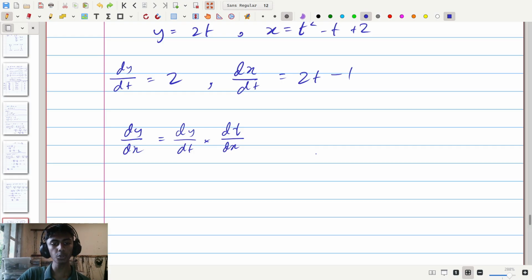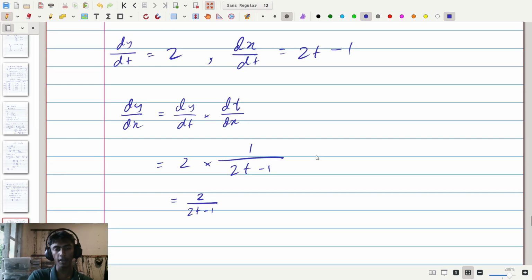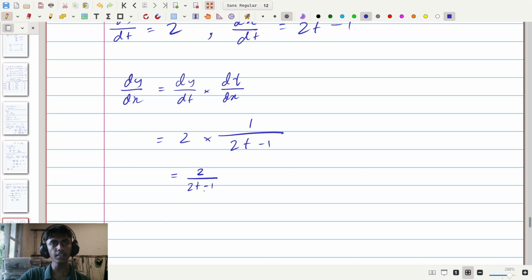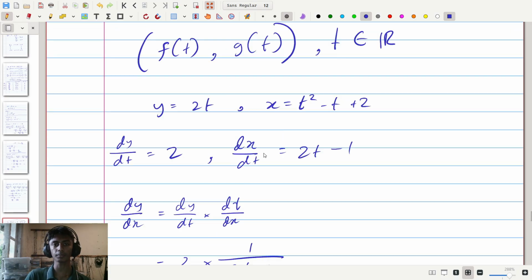Now substituting these over here, for dy by dt we have 2, and for dt by dx we need to put 1 divided by dx by dt, which is 1 divided by 2t minus 1. Simplifying this into a fraction, we have 2 over 2t minus 1. Therefore, this expression is the derivative dy by dx. Usually we represent the derivative dy by dx of a parametric function by its parameter. In this case, dy by dx is not in terms of y or x, but rather in terms of the parameter that we had, t.